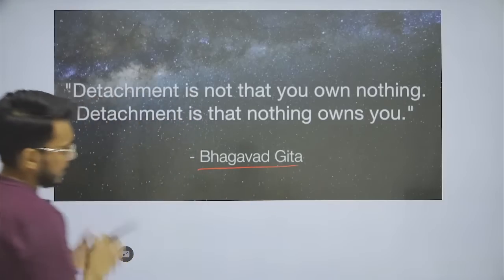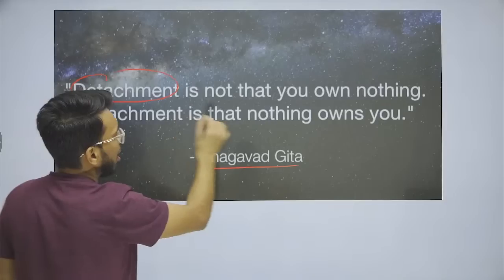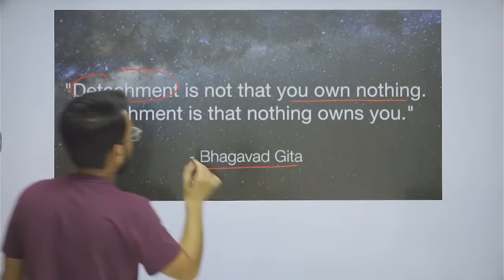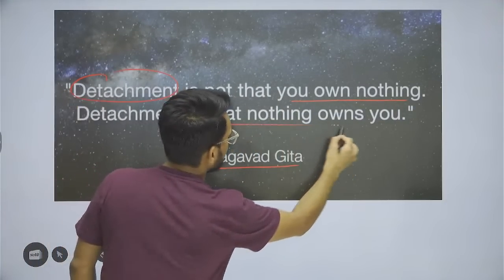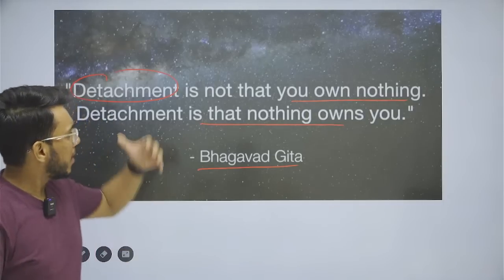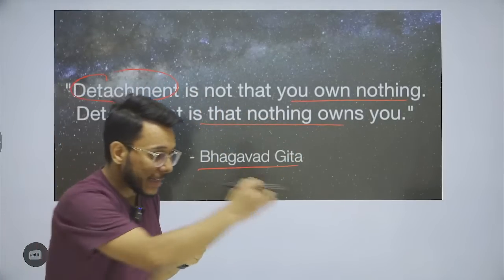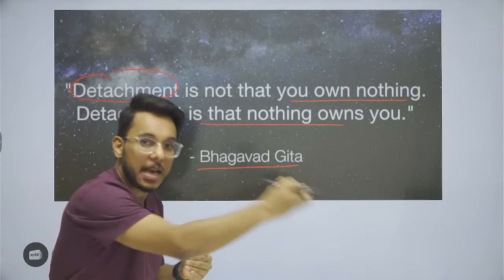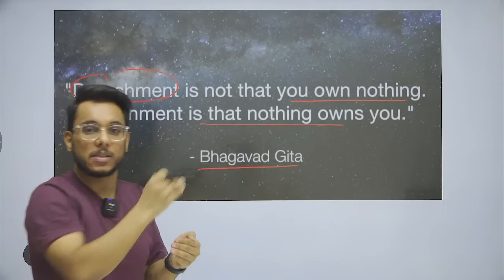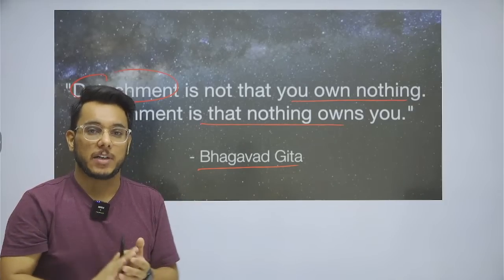So the Bhagavad Gita says, detachment is not that you own nothing. Detachment is that nothing owns you. It is that nothing controls you, nothing guides you, nothing determines your response to different situations.